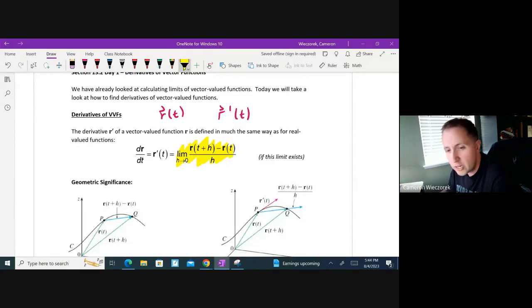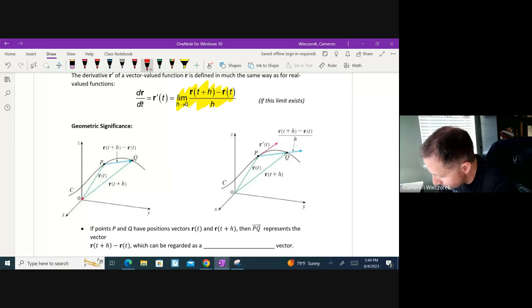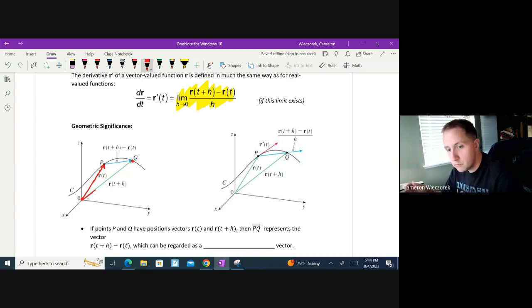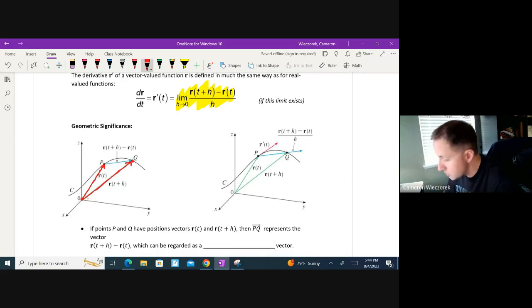Geometrically, what are we looking at now, though, right? We're not just looking at points, we're looking at vectors. So we're going to connect a vector from the origin out to our initial point P. So we'll call that vector just r of t. We're going to shift h units, and so then we're going to connect out to a new point. We'll call it Q. So this would be after maybe t is time, after some shift in time by h units. This is our new position vector, r of t plus h.